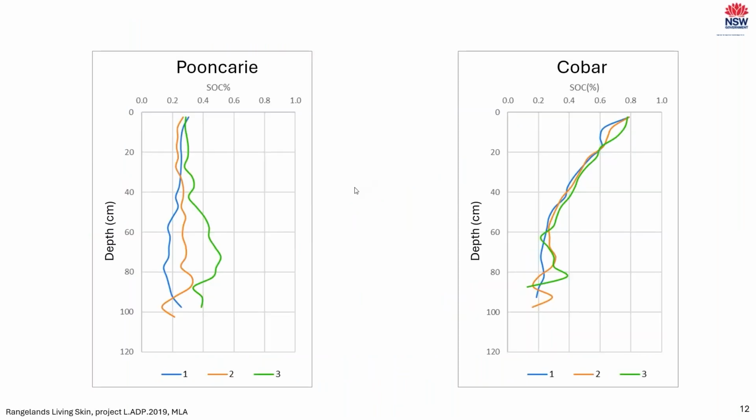Here's some samples that we collected as part of the Rangeland Living Skin project, recently finished, from Pooncarie down on the Darling area, southwestern New South Wales, and Cobar, the Cobar Penny Plain area in central western New South Wales. Cobar's got a higher rainfall, which is reflected in that surface accumulation here, trending upwards. As we're running down the profile, carbon is depleting. Out at Pooncarie, where it was much lower rainfall, we're sitting on lower levels to start with and fairly vertical, not much of a difference as we're going down the profile.